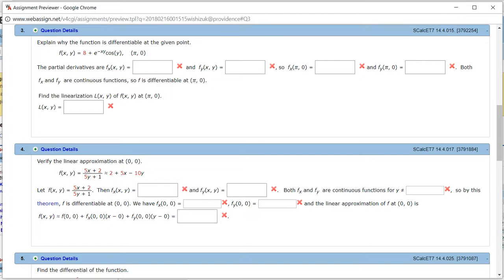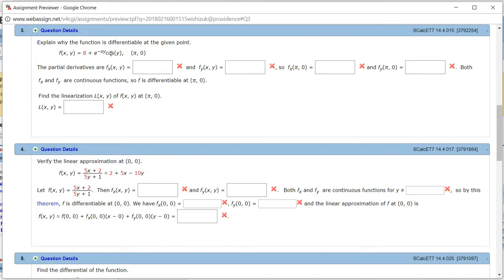All right, let's look at homework 14.4, problem number 3. We want to find the partial derivative with respect to x. Let's do that. The derivative of 8 is 0, so it goes away.